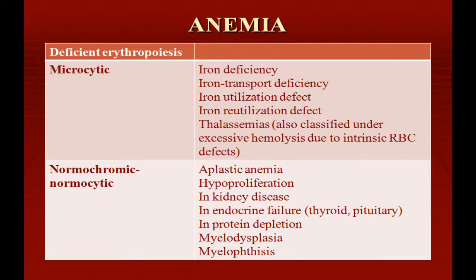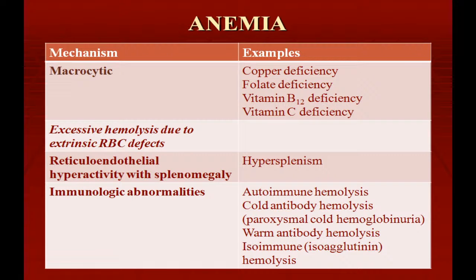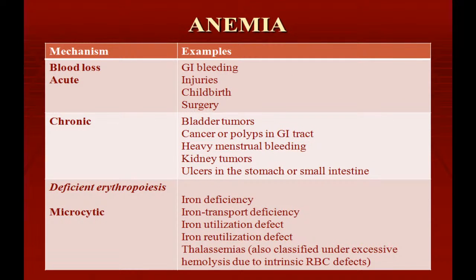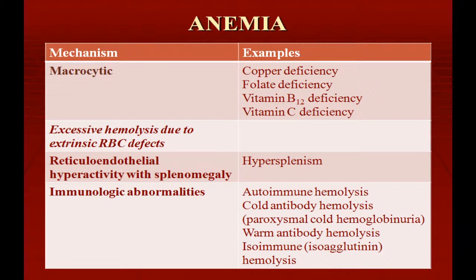We may see this form of anemia in patients with aplastic anemia, in cases of hyperproliferation, in chronic kidney disease, in some endocrine pathology, in myelodysplasia or myelophthisis. And sometimes they can be macrocytic. We see such forms of anemia in patients with some deficiencies, for example vitamin B12 deficiency, which is more common in our patients, or folate deficiency, or sometimes copper and vitamin C deficiency. So one more time, it's deficiency of erythropoiesis. It can be microcytic, normocytic, and macrocytic.